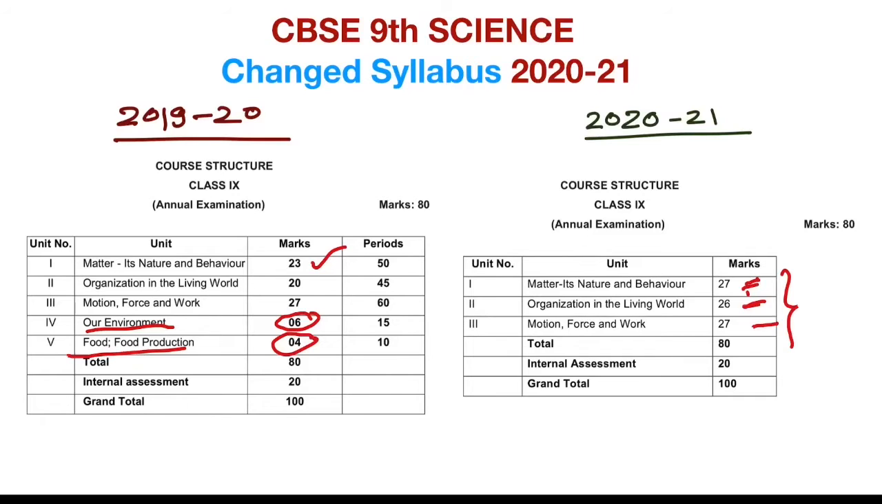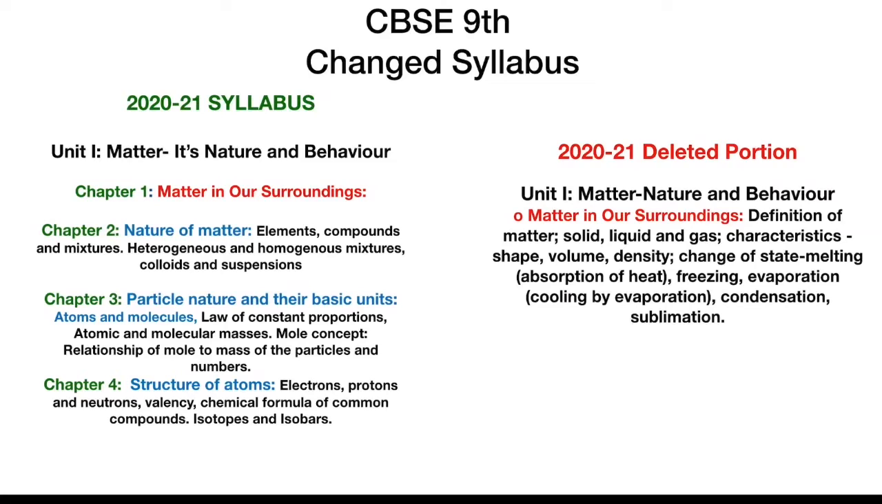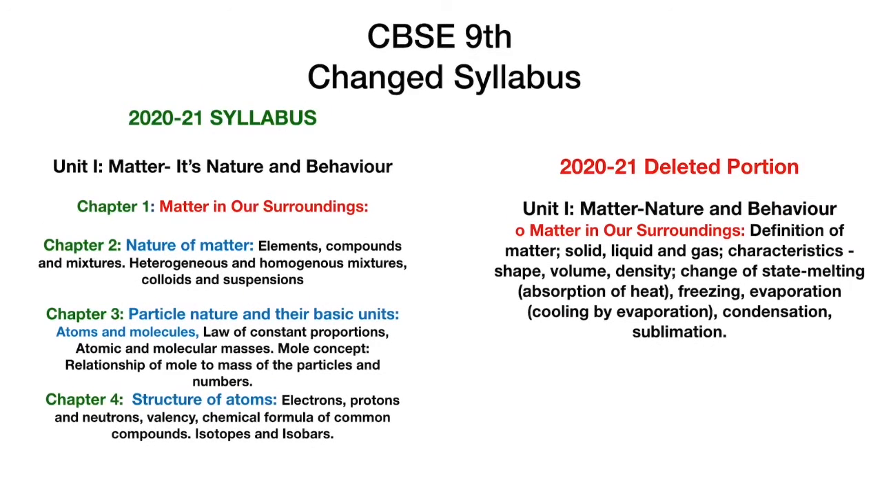Now we go to the chapter by chapter analysis and see what changes have been made. Here, from unit 1, which is related to matter, chapter number 1, matter in our surroundings, is completely removed from the syllabus. So this chapter is no more there if you are having your older books. Chapter number 2, nature of matter, then chapter number 3, particles, nature and their basic units, atoms and molecules, and chapter number 4, structure of atoms. All these 3 chapters are kept as it is. There is no change in these 3 chapters.